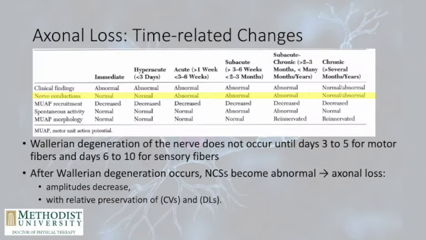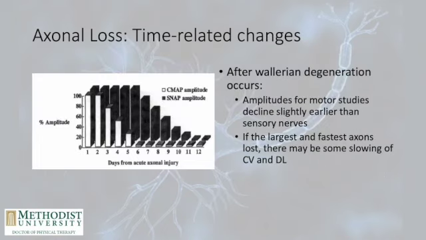When looking at axonal loss, what I want you to look at is obviously the area that's highlighted in yellow. Understand that Wallerian degeneration of the nerve does not occur until about 3 to 5 days for motor fibers and 6 to 10 days for sensory fibers. Then just be aware of how that presents on an EMG, how it presents on NCV, and how that process occurs. Looking at axonal loss and time-related changes, just be aware of how that curve acts.